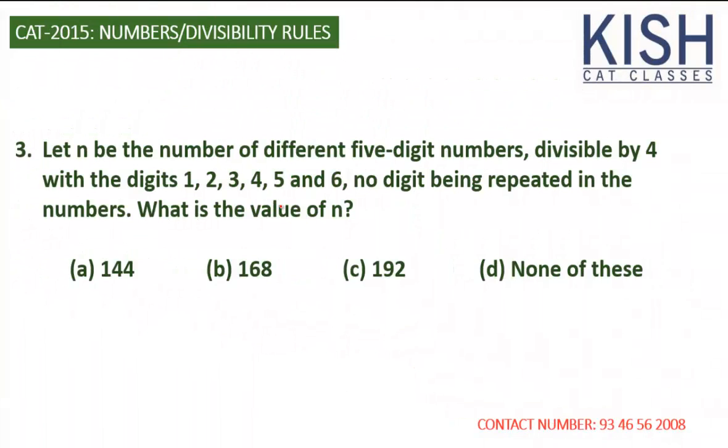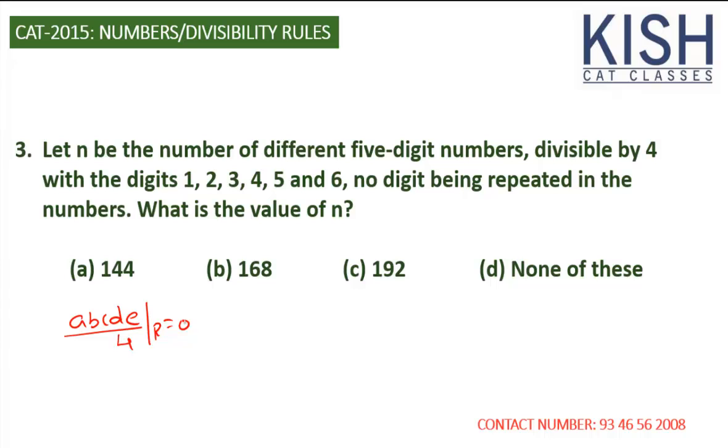Now let n be the number of different 5-digit numbers divisible by 4 with the digits 1, 2, 3, 4, 5 and 6, no digit being repeated in the numbers. What's the value of n? Now we have a 5-digit number, that is ABCDE, divided by 4, and it is clearly mentioned the remainder is 0.